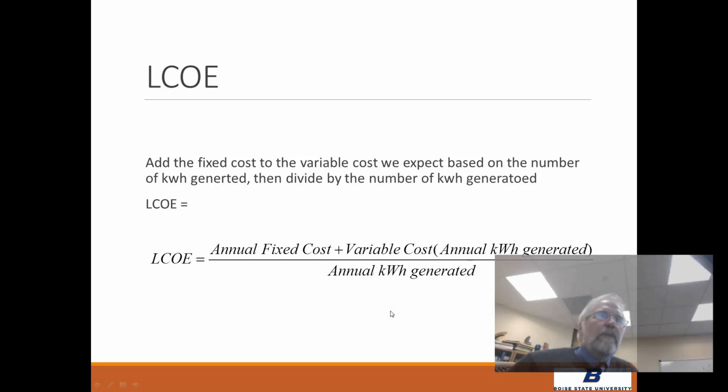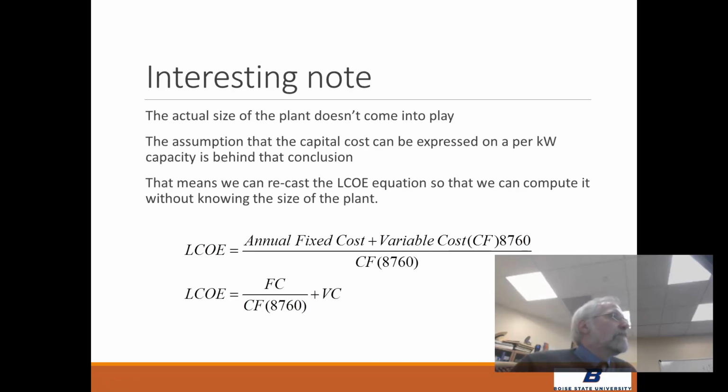So there's several different ways of looking at it. The book shows a couple different ways. I'm going to walk you through another way. But that levelized cost of energy, and that's in dollars per kilowatt hour or cents per kilowatt hour, you take that annual fixed cost, add the variable cost times the number of kilowatt hours generated, and divide by the number of kilowatt hours generated in that year, and you get that number we're looking for. Okay.